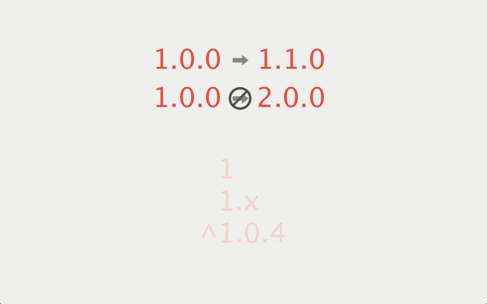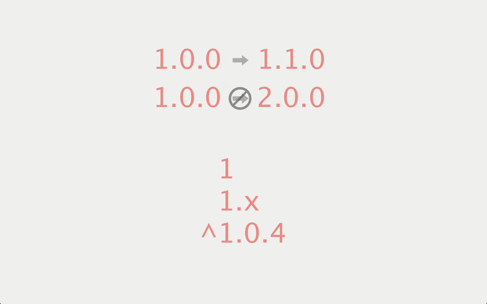Or you may choose to download new features, but not anything that's backwards incompatible. So there are a few ways of indicating this as well, including having an X in the place of the minor version number, or having a hat or a caret symbol in front of the exact version. And there are lots of more specific ways that you can break down what different updates you'll accept.